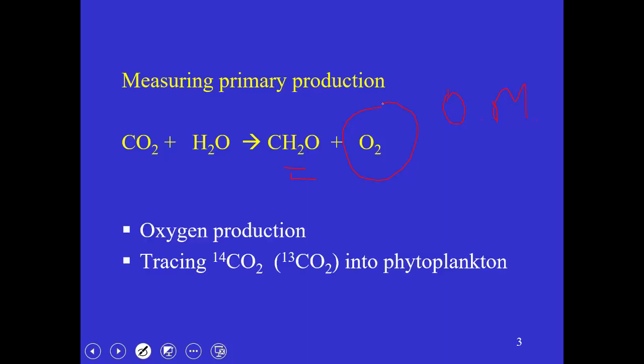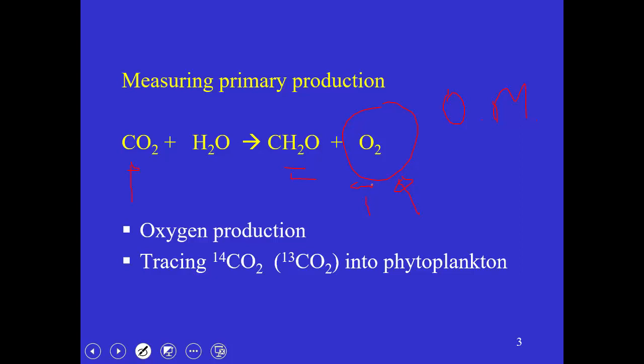So we can measure primary production by following basically two elements. One way is to measure the production of oxygen. That's fairly easy to do. The only disadvantage is that you then have to make some assumption about the relationship between carbon dioxide fixation and oxygen production. Usually 1-to-1 is what's assumed, but there are cases when that's not the ratio.